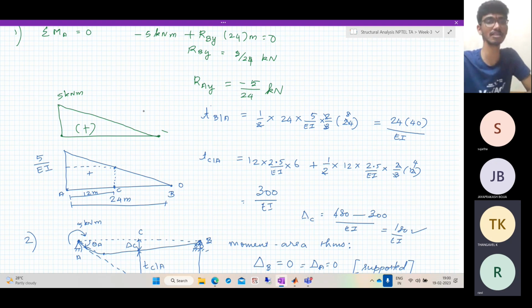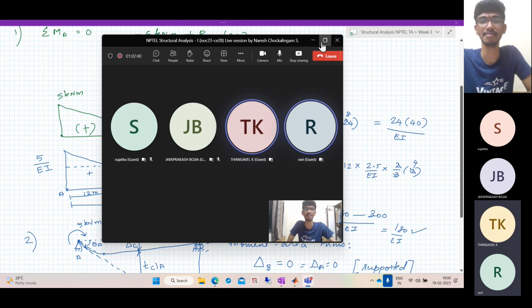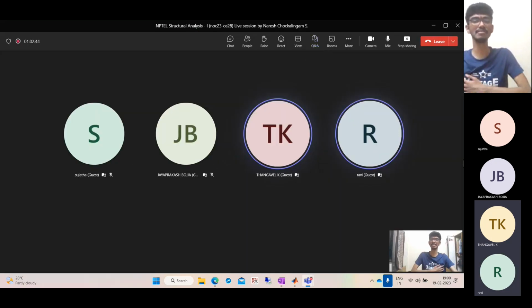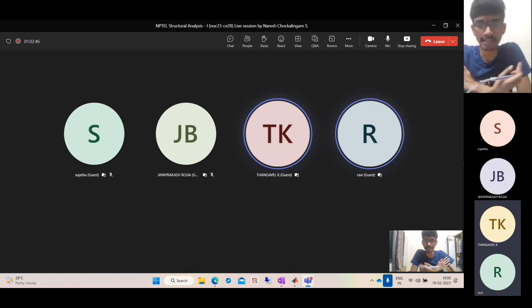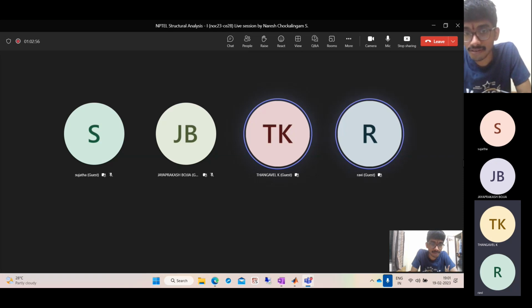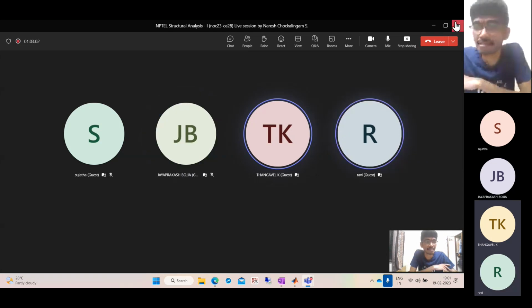If you have any values for EI, you can substitute, but it's okay, it's just algebraic. So let me pause for a moment and you can ask me if there are any doubts in this or the theory section that I just covered. Other problems are very similar. We can do it very fast. So if there are any doubts, I'll be happy to answer. Is there a doubt? Can I go ahead? Yes, sir. Okay, thank you.